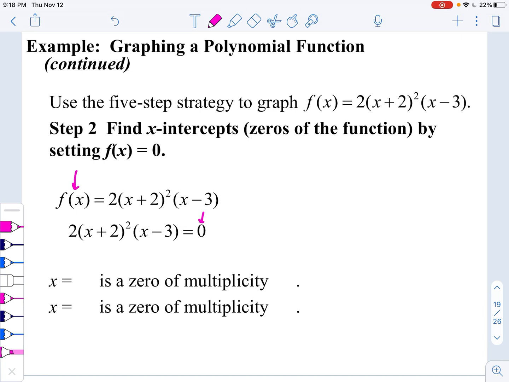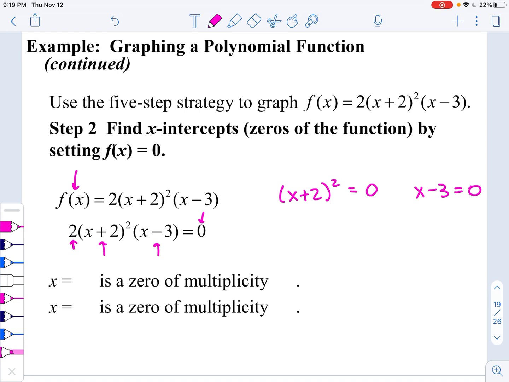Now, when we start breaking apart our pieces, this 2 we don't really have to worry about because I could divide both sides of the equal sign by 2, and 0 divided by 2 gets rid of that 2. So all I need to worry about is each of these sets of parentheses. That means we have x plus 2 squared equal to 0, and x minus 3 equal to 0. I don't really need those parentheses because those are first power.